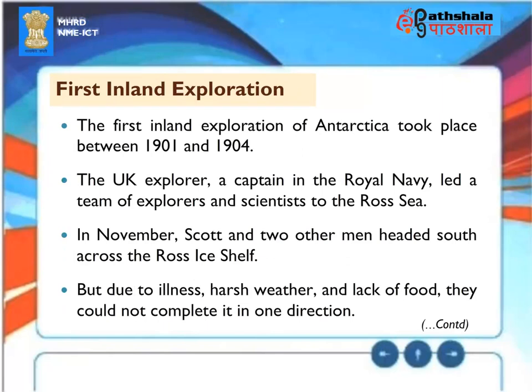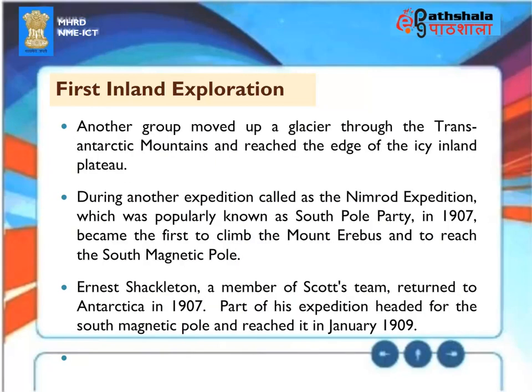First inland exploration. The first inland exploration of Antarctica took place between 1901 and 1904. The UK explorer, a captain in the Royal Navy, led a team of explorers and scientists to the Ross Sea. In November, Scott and two other men headed south across the Ross Ice Shelf, but due to illness, harsh weather, and lack of food, they could not complete it in one direction. Another group moved up a glacier through the Transantarctic Mountains and reached the edge of the icy inland plateau.